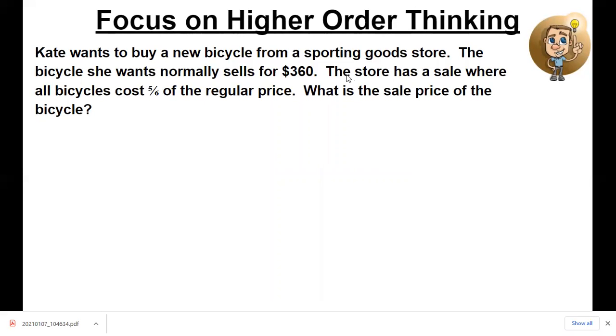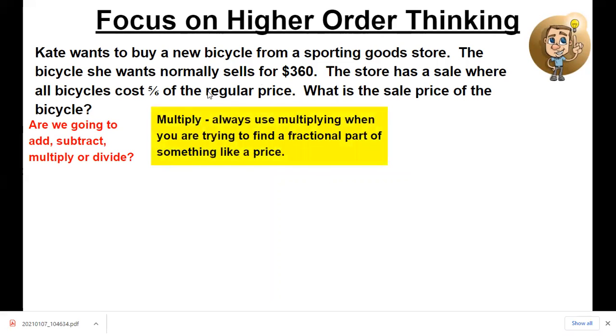So whenever you see something with an amount of money and a fraction, it's going to be multiplying. So we're going to multiply. Oops, I already told you. Are we going to add, subtract, multiply, or divide? Well, we're going to multiply. So always use multiplying when you are trying to find a fractional part of something like a price. Okay, so 5/6 times 360.